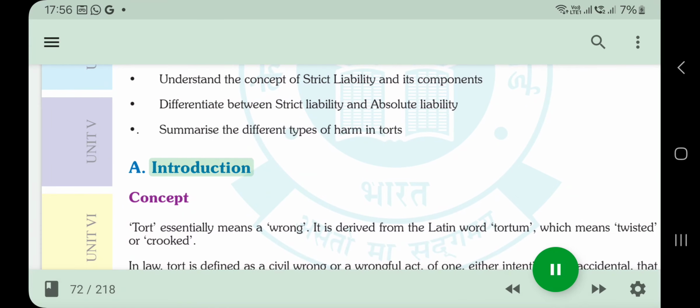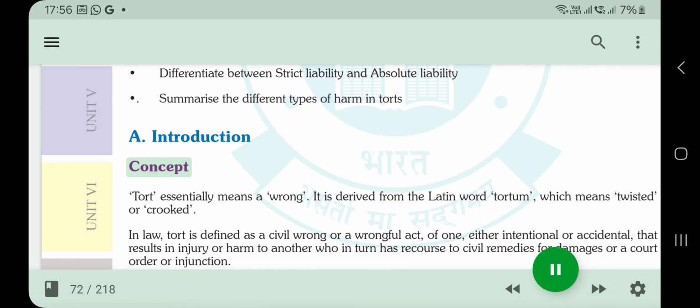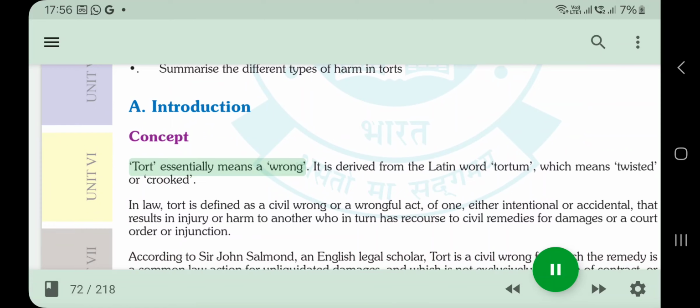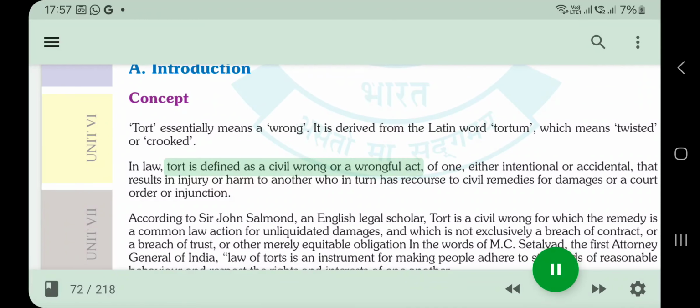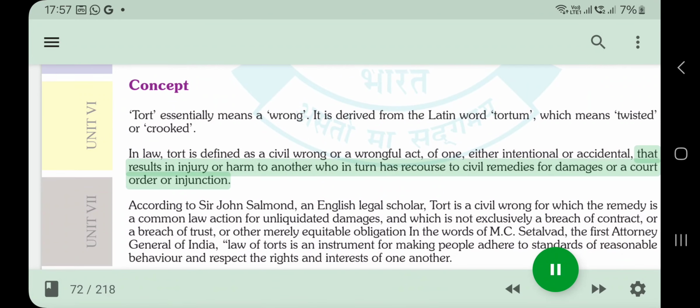Introduction. Concept. Tort essentially means a wrong. It is derived from the Latin word tortum, which means twisted or crooked. In law, tort is defined as a civil wrong or a wrongful act of one, either intentional or accidental, that results in injury or harm to another who in turn has recourse to civil remedies for damages or a court order or injunction.